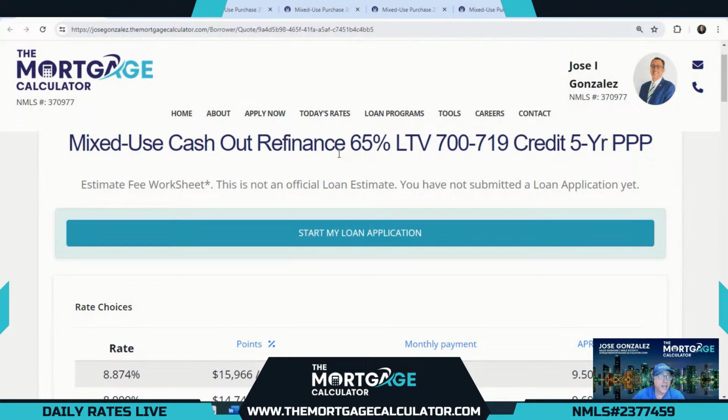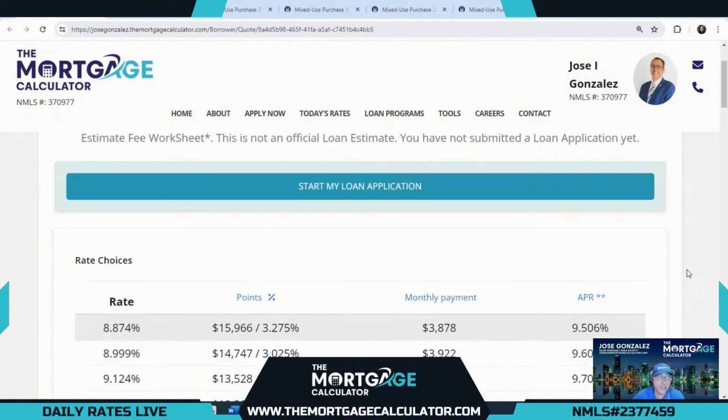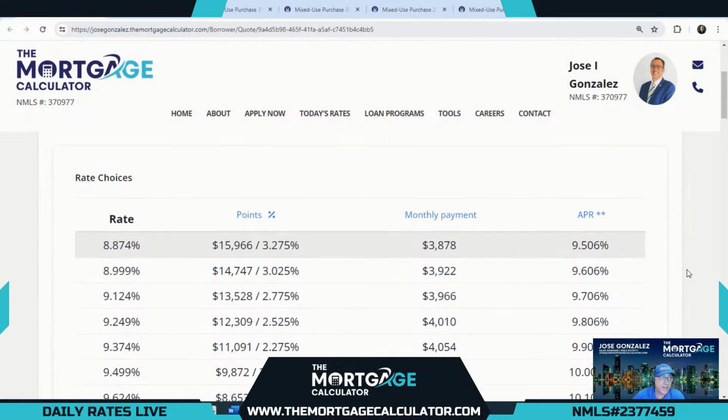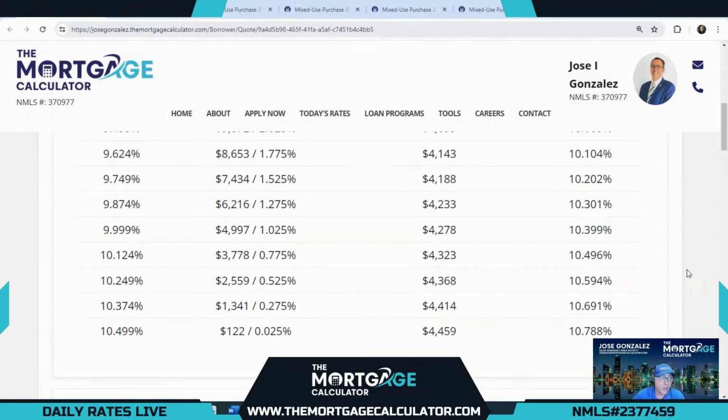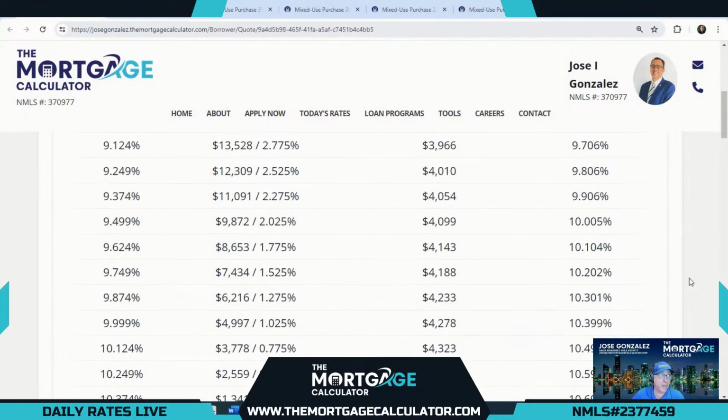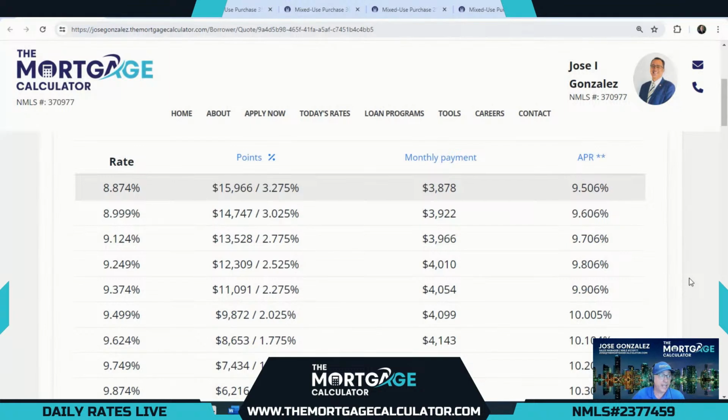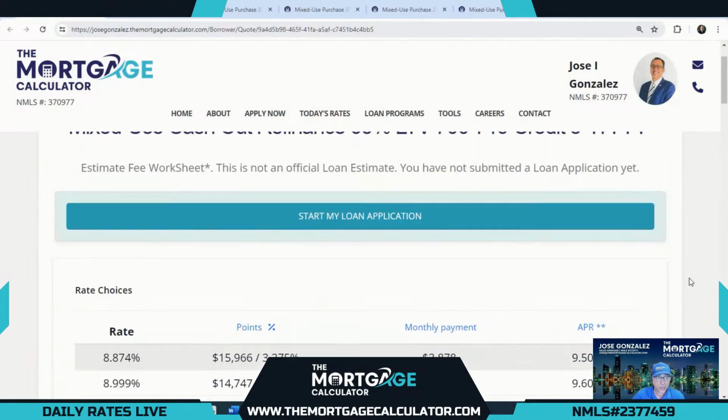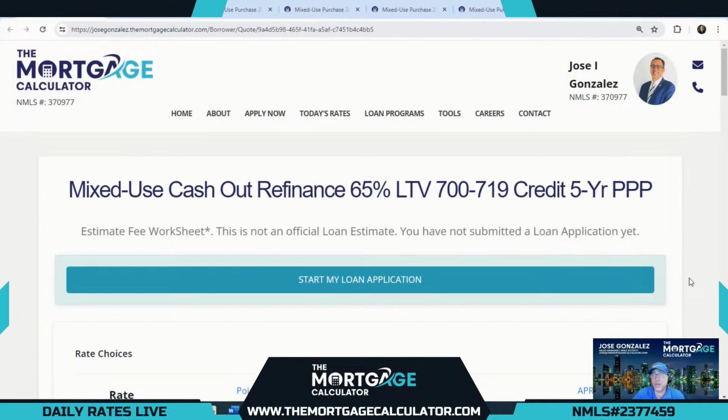And last but not least, our last option here is 65% LTV with a 700 to 719. I did state 70% was the maximum LTV, 720 or above. And here, our lowest cost option, 10.499, and our lowest rate option, 8.874. So I do want to state we do have other mixed use options.